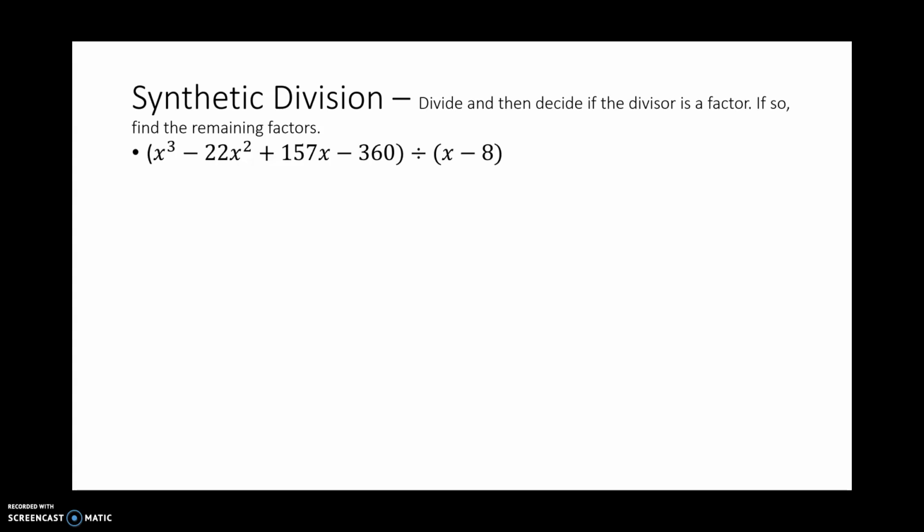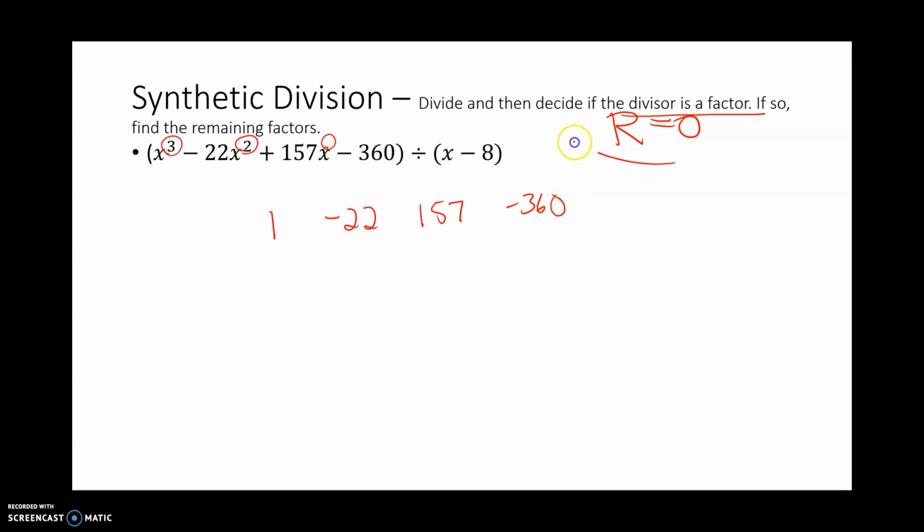So on this next page here, we're going to do a division problem. The instructions say divide, and then decide if the divisor is a factor. What's the key there, folks? The divisor is a factor if your remainder equals 0. So if our remainder equals 0, the x minus 8 would be a factor of this polynomial. If so, find the remaining factors. So let's watch and see, first of all, do we need any placeholders? I have a 3, 2, 1 constant. I do not need placeholders, so I'm going to put 1, -22, 157, -360.